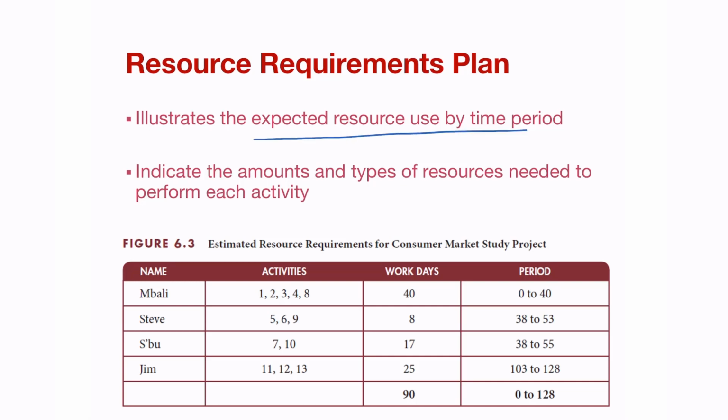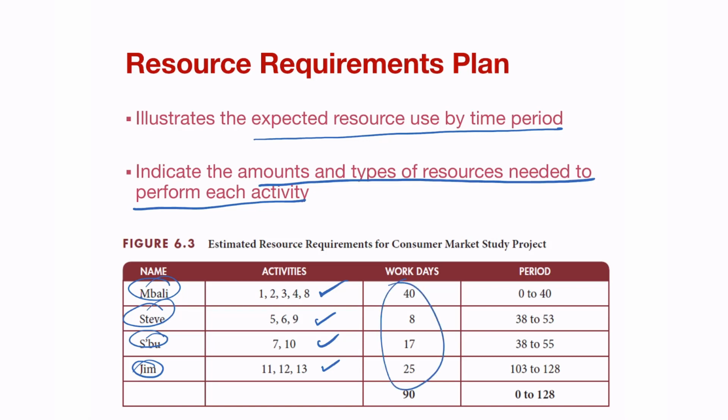It illustrates the expected resources to be used by time period, and it's an important part of your project planning process. It indicates the amount and types of resources needed to perform each activity. These are the estimated resource requirements for the consumer market study that we've been using so far. We know that Mbali is busy with it, Steve, Sibu, as well as Jim. Mbali does activities 1, 2, 3, 4, and 8. Steve does 5, 6 and 9. Sibu does 7 and 10. And Jim is responsible for 11, 12, and 13.